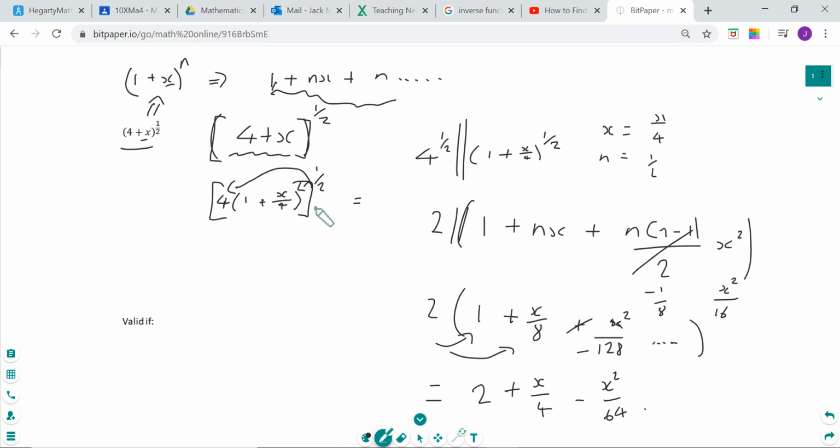And I suppose just some ideas. When's it valid? Well, that idea is still the same. This bit inside the bracket when you do the binomial, we still want the absolute value of x over 4 to be less than 1. Multiply by 4 both sides, and that's what we're coming up with. So part B is not really too bad at all.